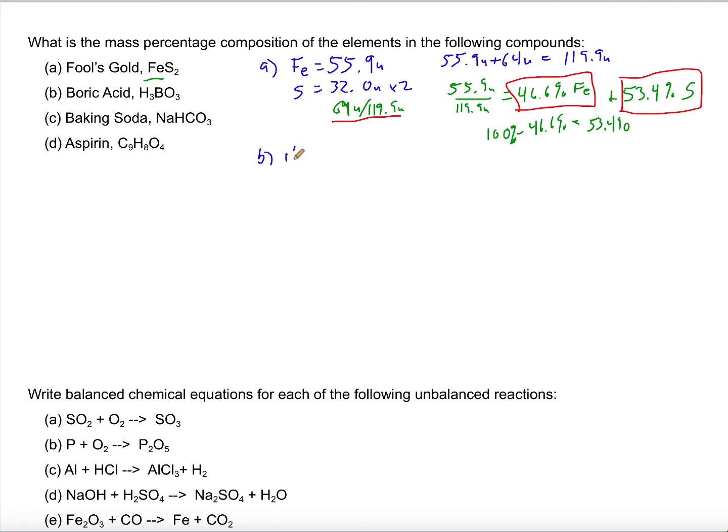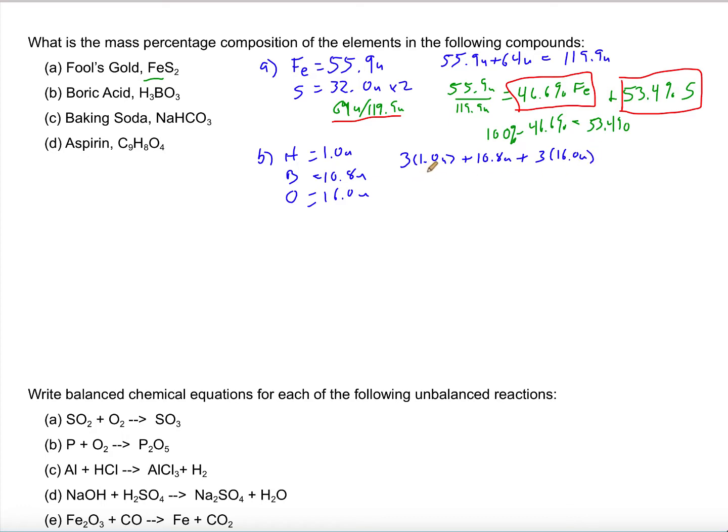We have hydrogen, we have boron, and we have oxygen. Hydrogen has a mass of 1 atomic unit. Boron has a mass of 10.8 atomic units. Oxygen has a mass of 16 units. So again, we want the total. What is the total mass of that molecule? And we're going to need 3 hydrogens, so 3 times 1 unit, plus 1 boron, so plus the 10.8 units, plus 3 oxygens, so 3 times 16.0 units.